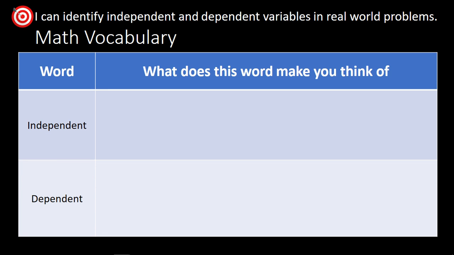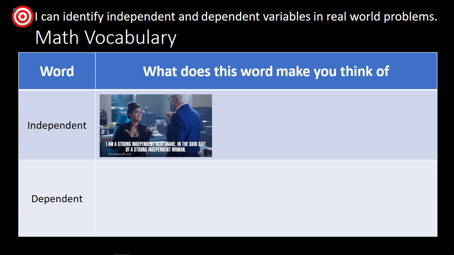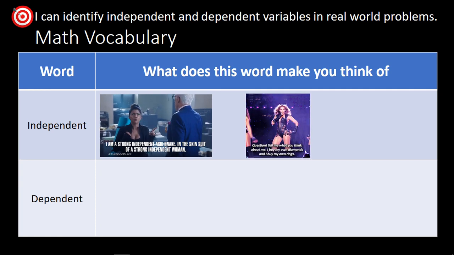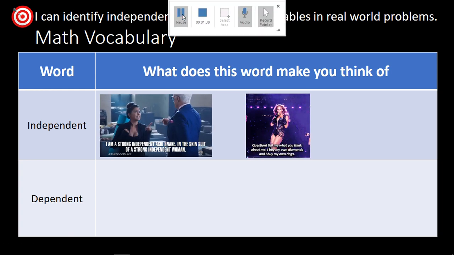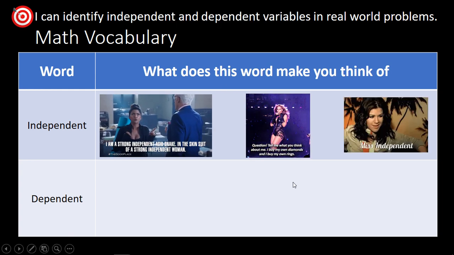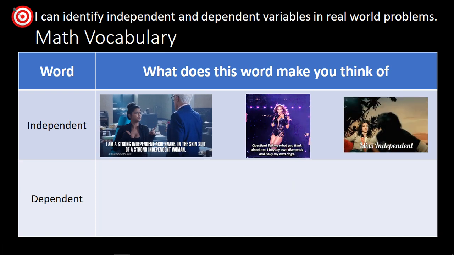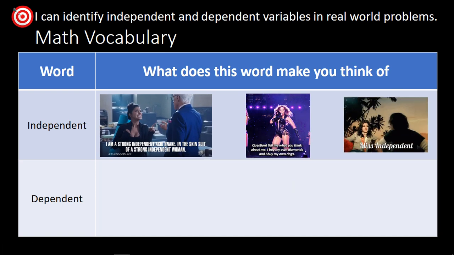However, when I thought of this, I was thinking of a couple different things. So first I thought of The Good Place, and this one says, I'm a strong, independent acid snake in the skin suit of a strong, independent woman. And I thought that was funny, and basically that she doesn't need him to do anything for her. She can do it all by herself. Beyonce and Destiny's Child, Independent Woman, all about that. And also Miss Independent, Miss Kelly Clarkson. Oh, love those songs.